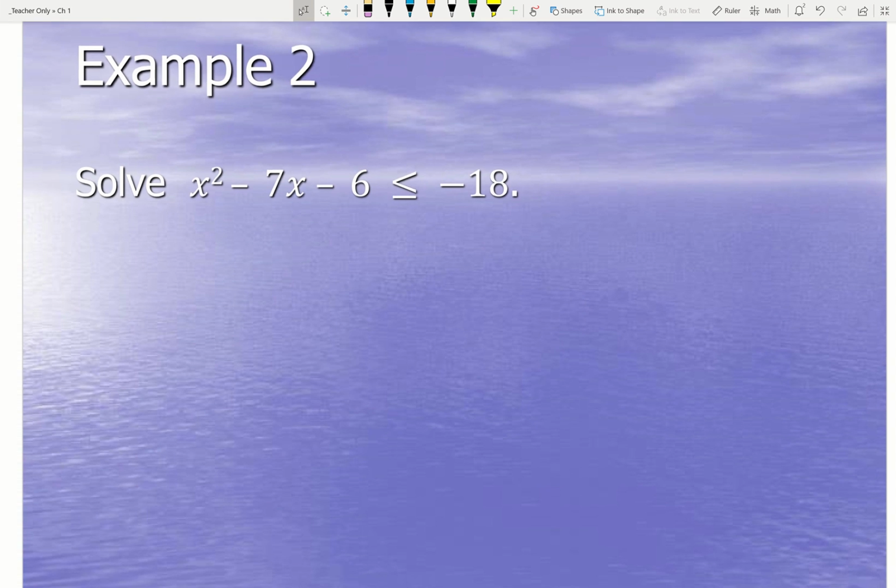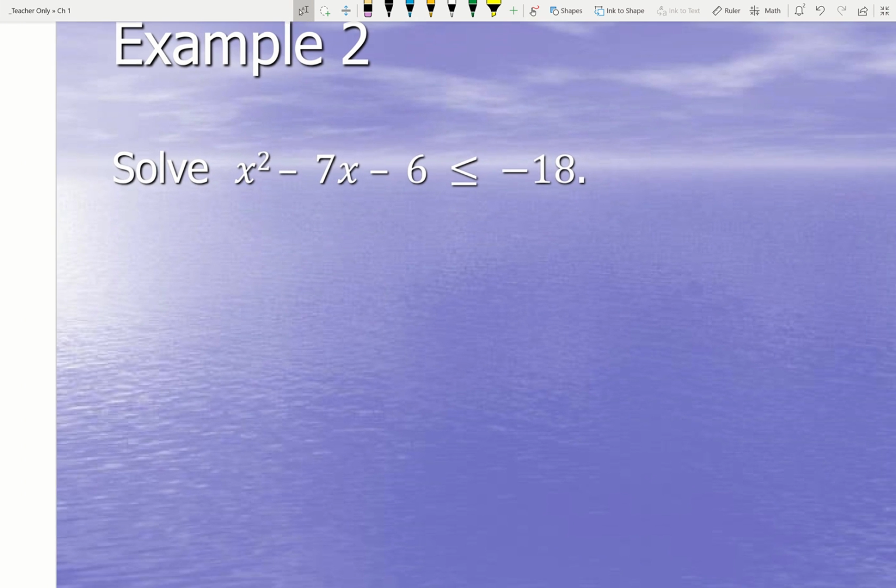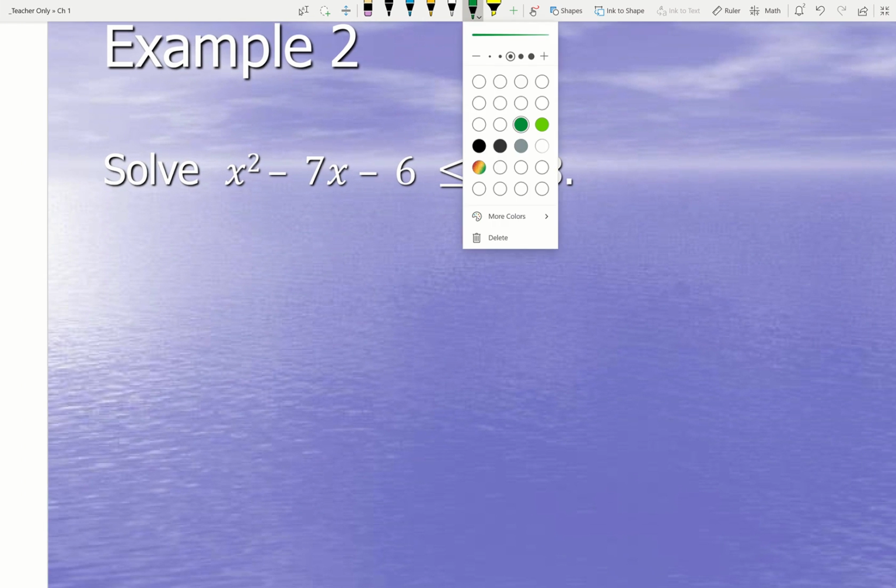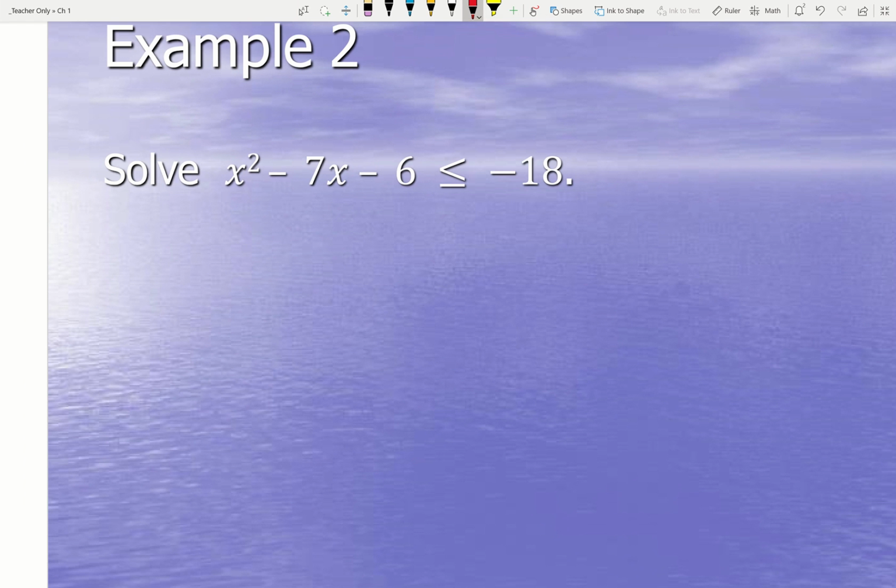So we're going to apply that process here yet again. For example 2, we would just want to go ahead and bring this 18 over to the other side. So I'll simply just add it, okay? And then that's going to result in x squared minus 7x plus 12 less than or equal to 0, okay?